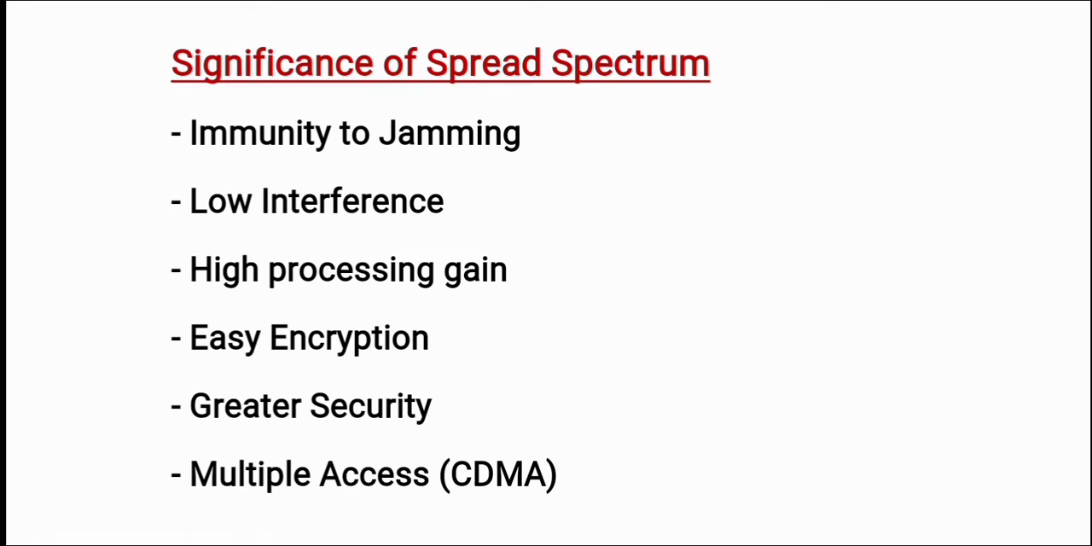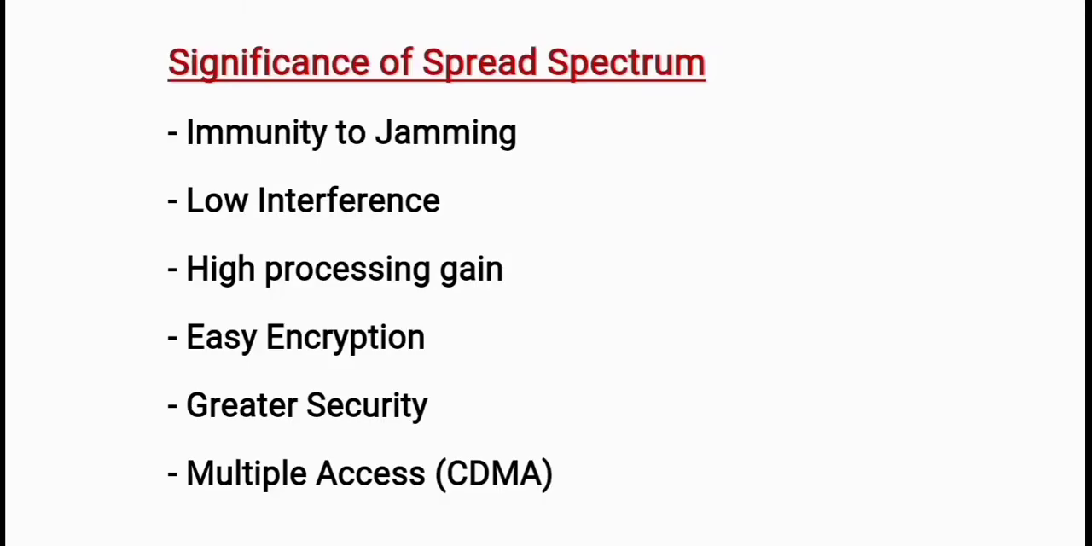We are also saying that it is easy to encrypt because the transmitter and the receiver have the same PN sequence, due to which the receiver can easily decrypt the spread signal. It produces greater security, and in access systems we use CDMA over a wide range. Hope you have understood spread spectrum.